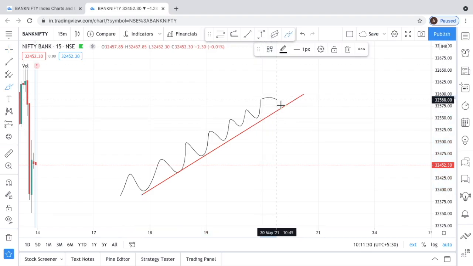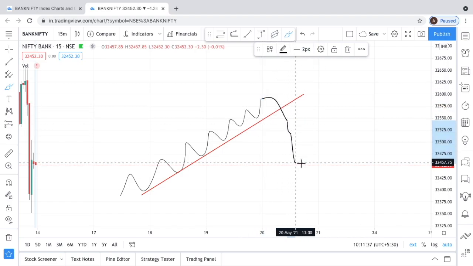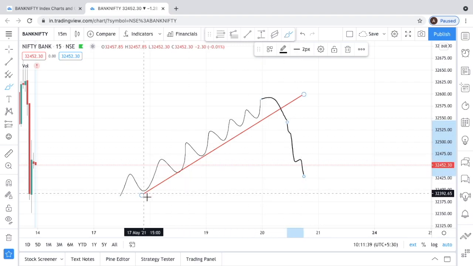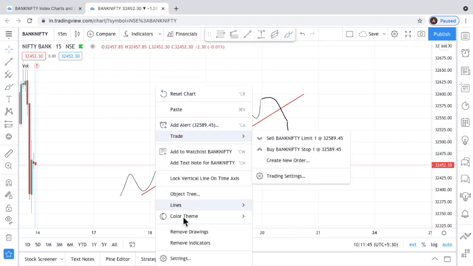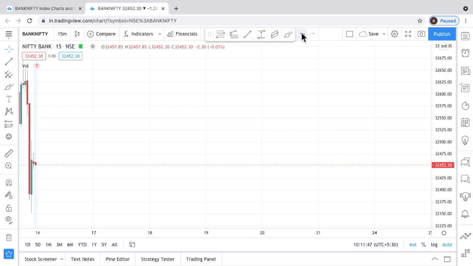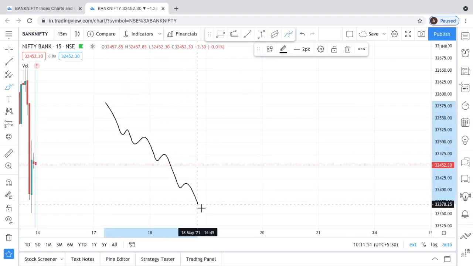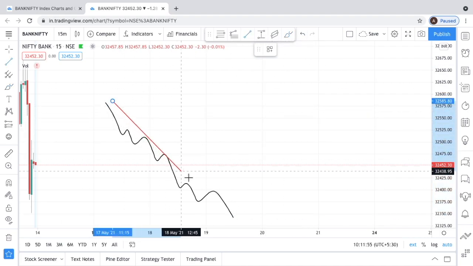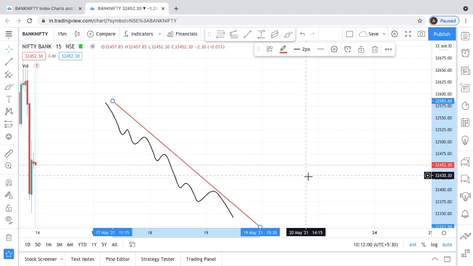At some point the price, let me just make this thicker, at some point the price just breaks this trend line and continues to fall. So this is considered a trend line breakdown on the upside, and the same thing on the downside. A stock is continuously falling, so we can have an angular trend line like this.